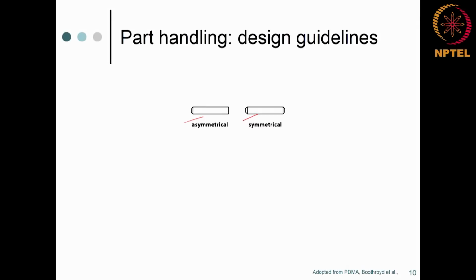Which one would you choose from a designer perspective? You would choose this one, because for the other you need visual inspection, or you should be able to feel which side it is. Okay, that's one thing. Design with end-to-end symmetry or rotational symmetry.